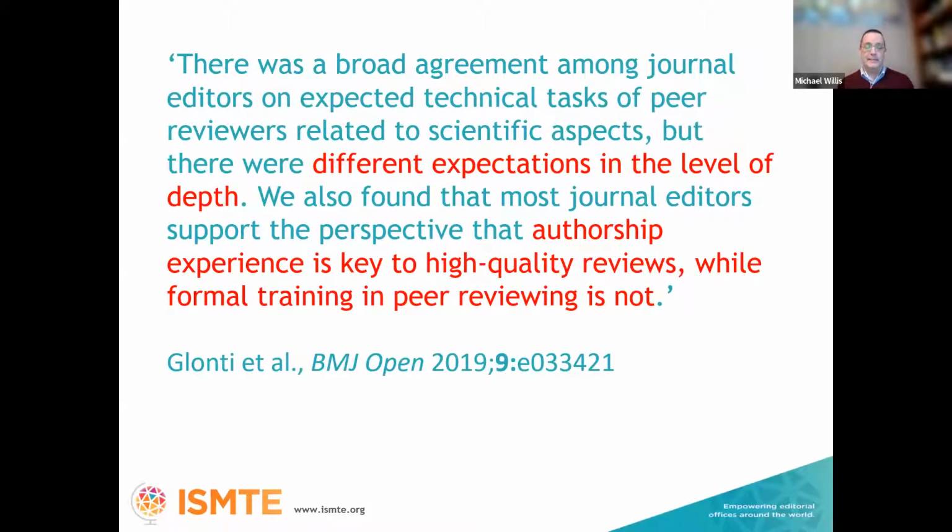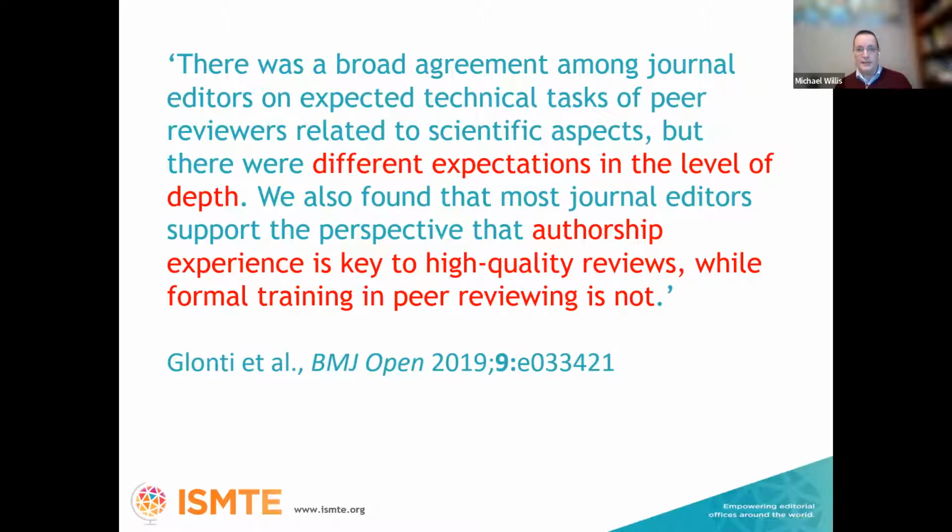Glonti et al., in BMJ Open a couple of years back, did a survey of editors, and they made the point about editors' expectations of things like peer review. And you can see here, as I've highlighted in red, they had different expectations on the level of depth of peer review. So although they understood what peer reviewers generally should be looking at, their expectations were actually quite varied about what sort of depth of peer review they were expecting from reviewers, and what sort of elements they wanted peer reviewers to take into consideration.